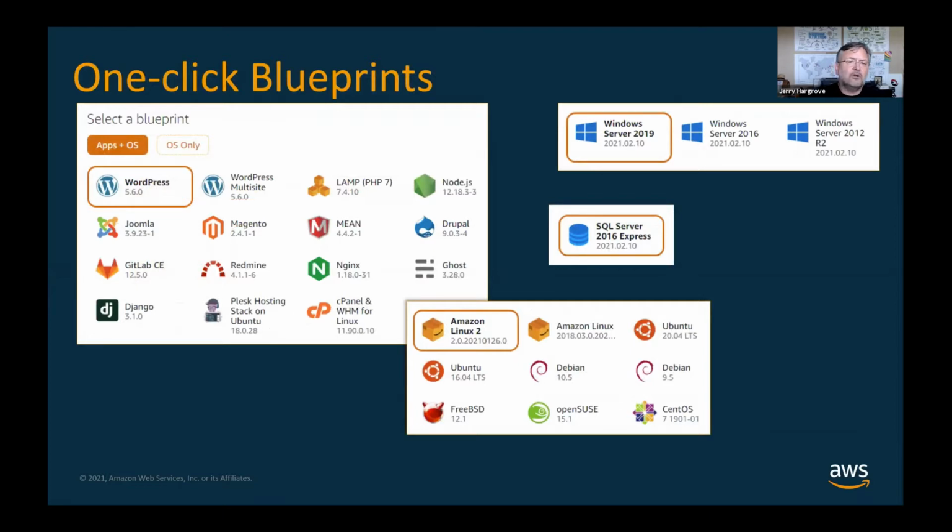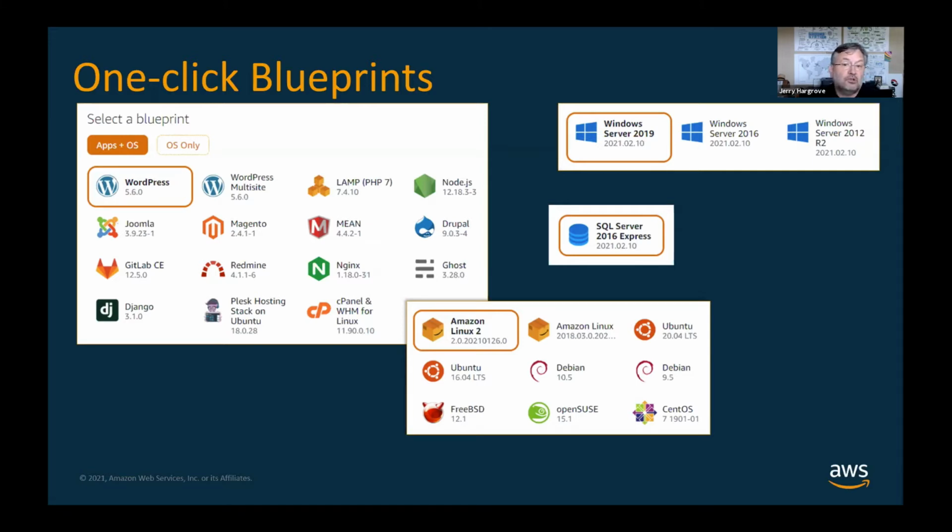Lightsail offers a number of one-click blueprints. And WordPress, of course, is one of our most popular blueprints and what we're going to talk about tonight. But as you can see on the screen here, there are many other blueprints that you can choose from, depending on what your application. You may be running a Magento e-commerce site, or you need an Nginx server, or you're running Plesk or what have you. You can launch all of those with just a single click.